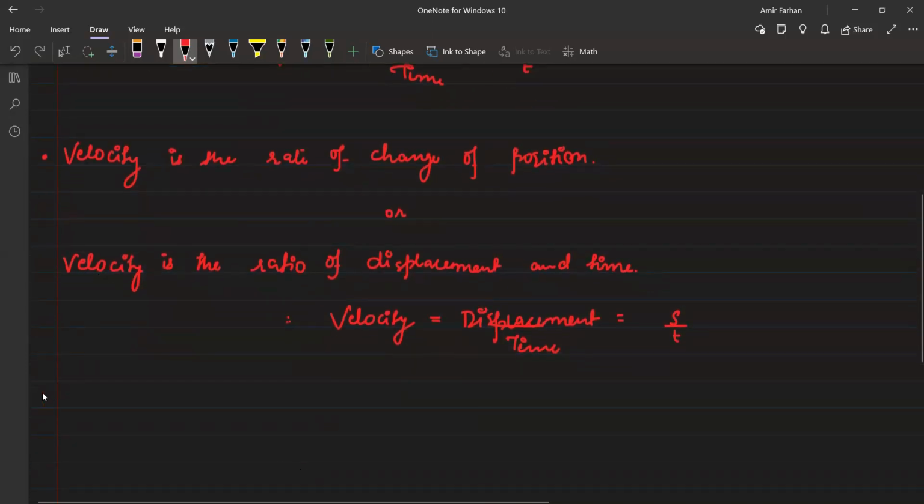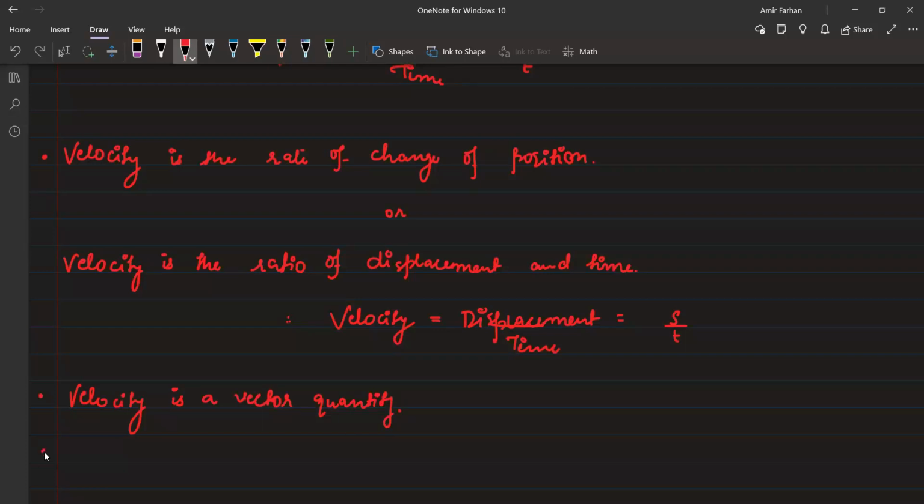What about Riaz and Jabbar? Why are you not responding, dear? Yes, sir. Velocity is a vector quantity. It means that it has both magnitude and direction. Second, velocity can be zero or negative. It will be positive by default, but it can be zero and negative as well.